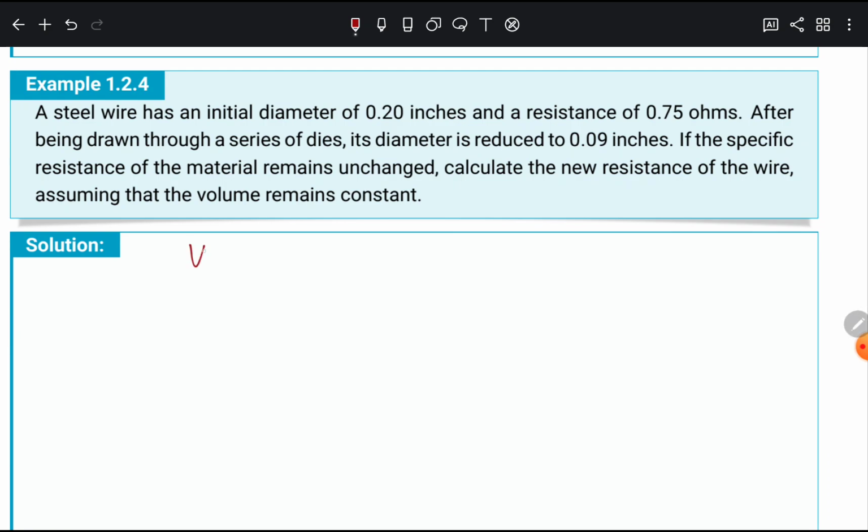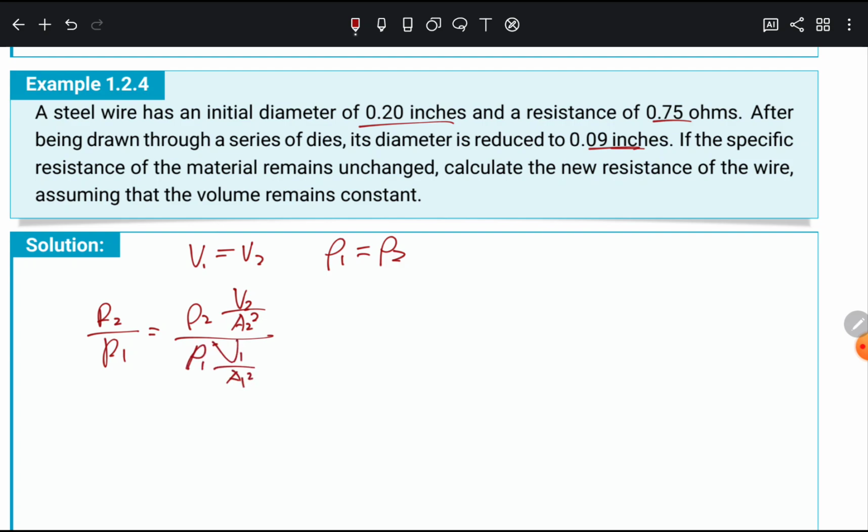Again, it's similar to the problems from the previous examples. V1 is the same as V2, ρ1 is the same as ρ2, and we're given the diameter and the resistance. So it's almost the same as the previous example. So we can use the formula again. R2 over R1 equals ρ2 V2 all over A2 squared divided by ρ1 V1 divided by A1 squared. And we can cancel out ρ2, V2. We have A1 squared divided by A2 squared.